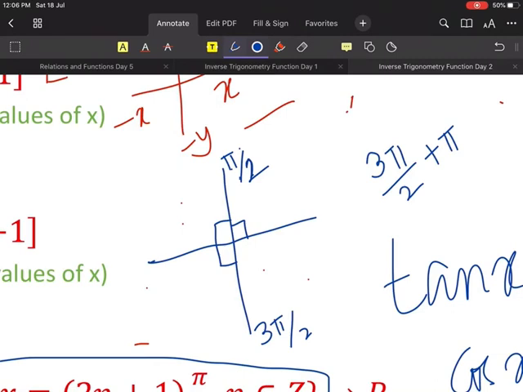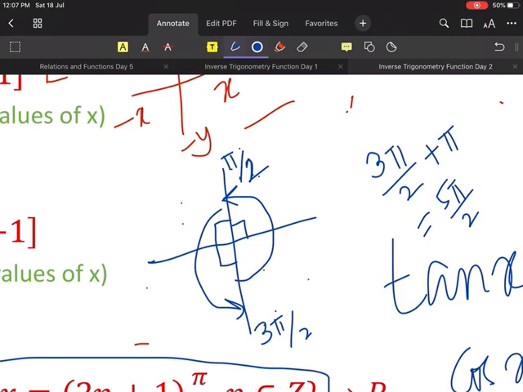3 pi by 2 plus pi. I am here at 3 pi by 2. If I go again in this direction, this one will be what? 3 pi by 2 plus pi, and how much is that equal to? 5 pi by 2. Now if I do 5 pi by 2 plus pi, again I will come in here and that becomes 7 pi by 2. It's repeating like that, right? Pi by 2, 3 pi by 2, 5 pi by 2, 7 pi by 2, 9 pi by 2, 11 pi by 2. Like that, yes or no?